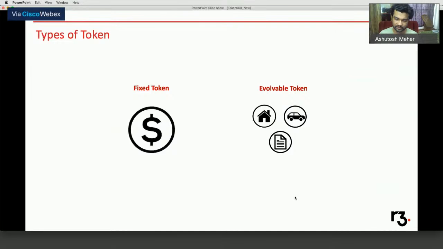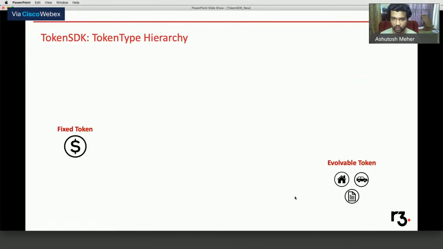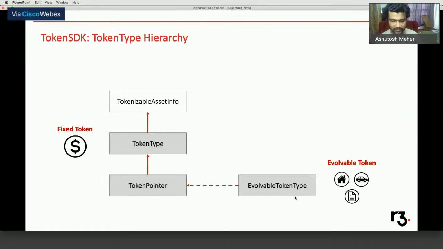So how do we now represent this from a Corda point of view? This is how the hierarchy of the token SDK looks. We have the fixed token, which is our token type. Anything that is fixed needs to be a token type. If you want to create a fixed token type, you just create an instance of token type. And that token type is actually inheriting from something called the tokenizable asset info. It's a simple interface.